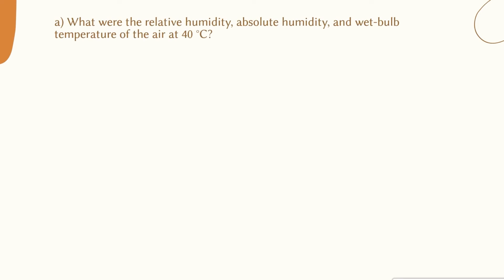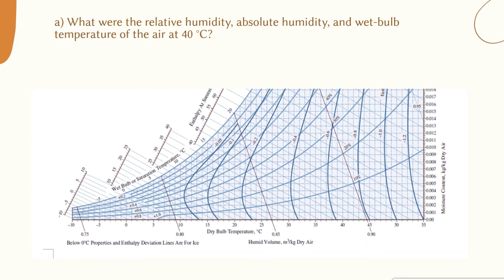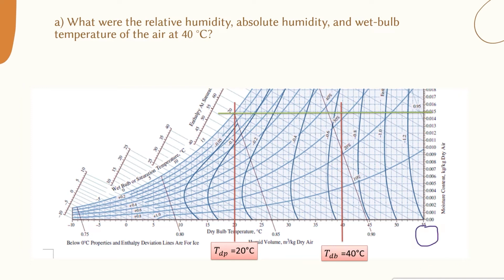A. What were the relative humidity, absolute humidity, and wet bulb temperature of the air at 40 degrees Celsius? First, we need to find the absolute humidity. Because we have the dew point temperature, which is 20 degrees Celsius, and the dry bulb temperature, 40 degrees Celsius. Because this is a cooling process, we will have a horizontal line. The horizontal line will intersect with the y-axis, which is the absolute humidity. So we get an absolute humidity of 0.0148 kg water vapor per kilogram dry air.